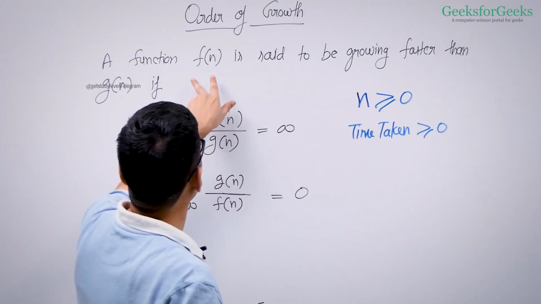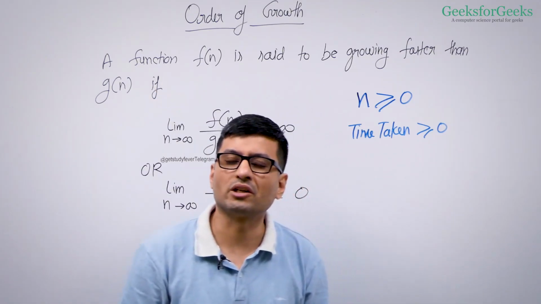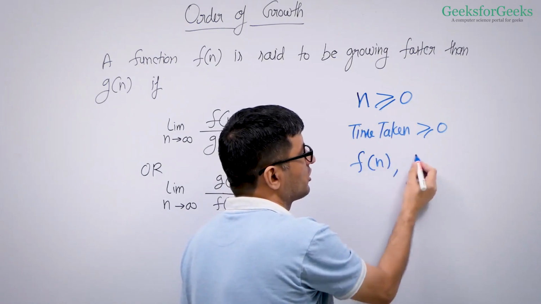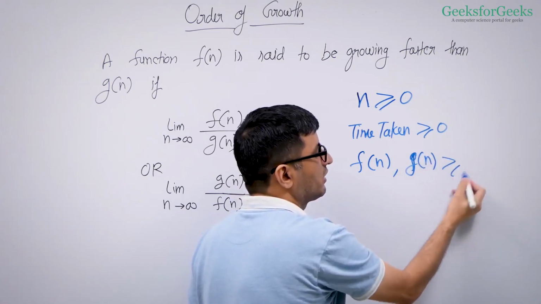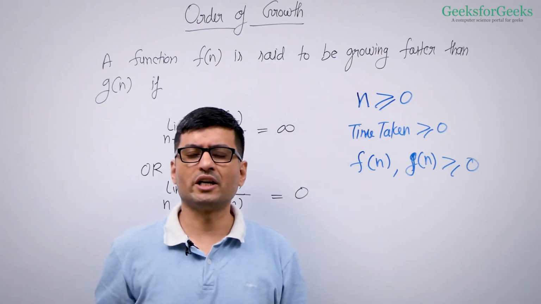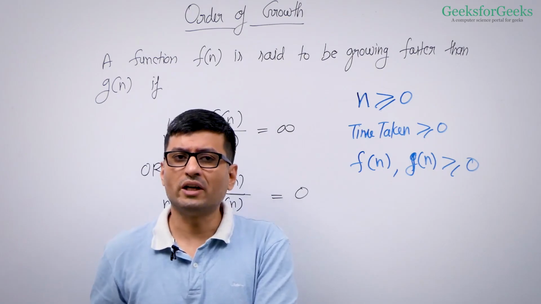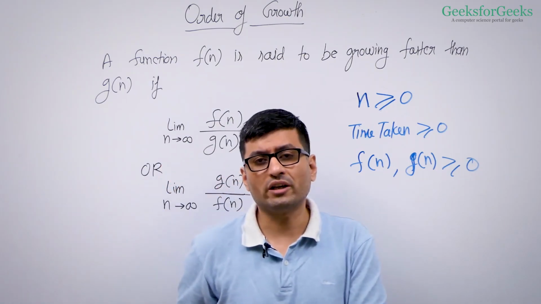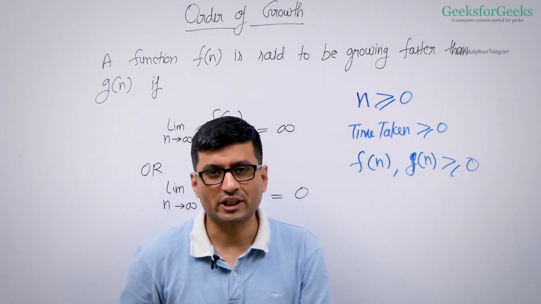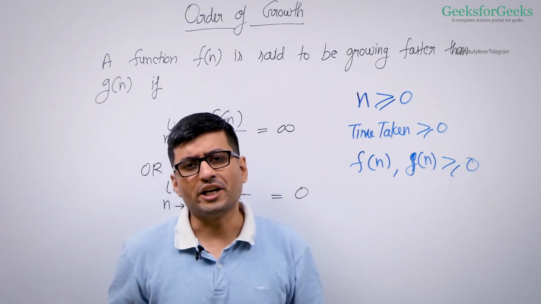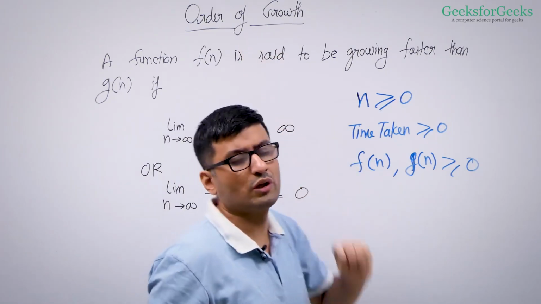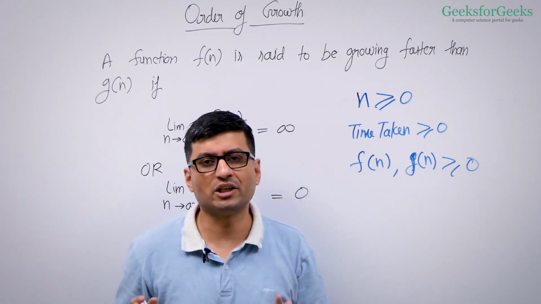So when we are talking about two functions f(n) and g(n), and we are comparing their order of growth, we assume that f(n) and g(n) are both greater than or equal to 0. These are some assumptions that we make. We took some example functions like C1 and C2n plus C3, and we saw that after a certain value of n, C1 was always going to take less time. So the main idea of analysis of algorithms is to measure the order of growth of time taken by algorithms.